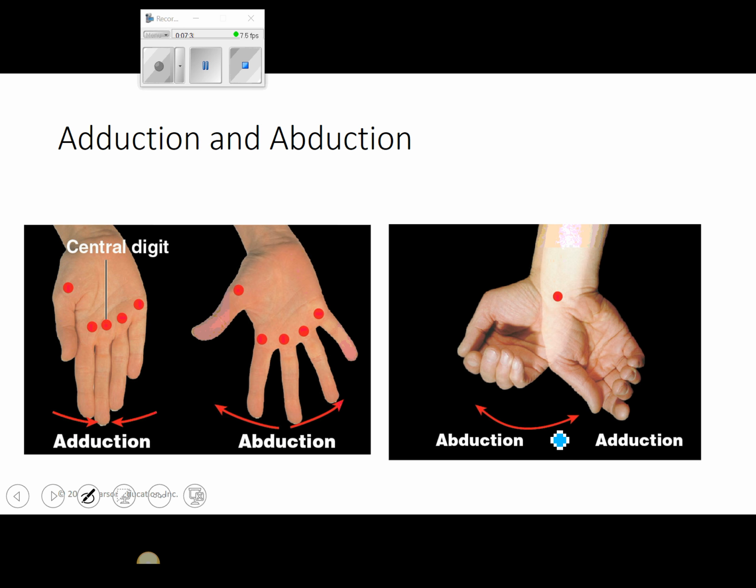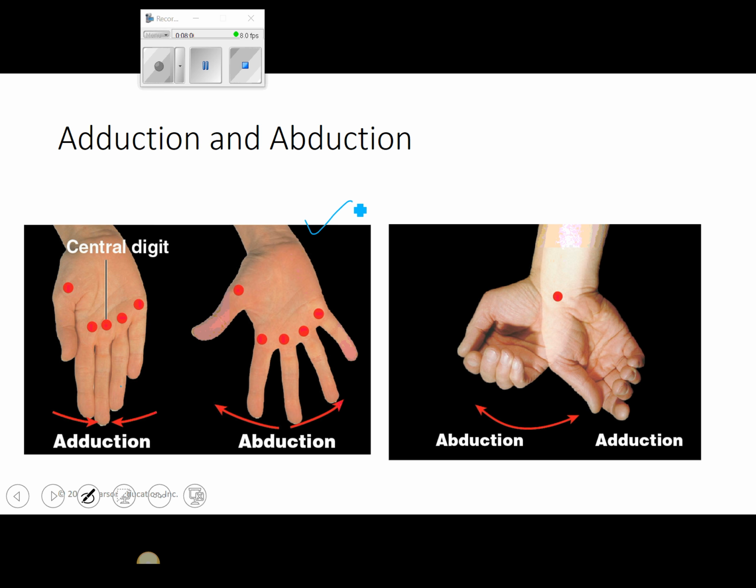Okay, here's a picture showing you adduction and abduction of the fingers. So when you're spreading the fingers or toes apart, you abduct them because they move away from that central digit. So bringing them back together constitutes adduction. So the fingers move towards or away from that middle finger. Toes move towards or away from that second toe. So that's an example here of that picture.